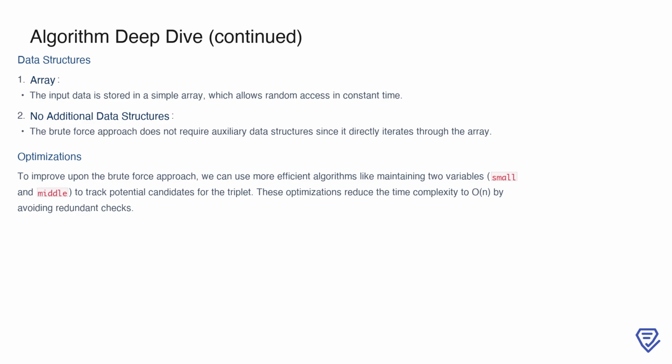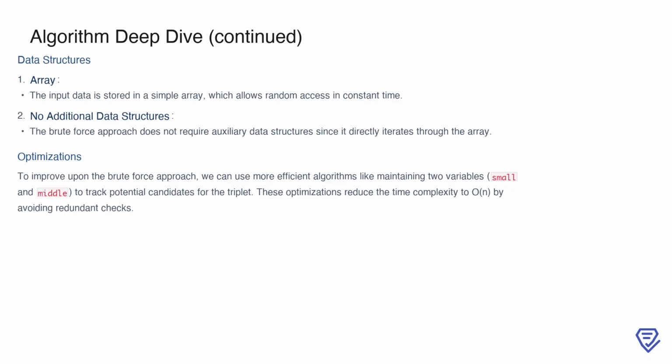This simplicity is one of its strengths, as it avoids the need for additional storage or auxiliary data structures. However, while the algorithm is straightforward, the inefficiency of its O(n) cubed complexity makes it unsuitable for larger inputs. To address this, we can optimize the solution by leveraging a more sophisticated approach.